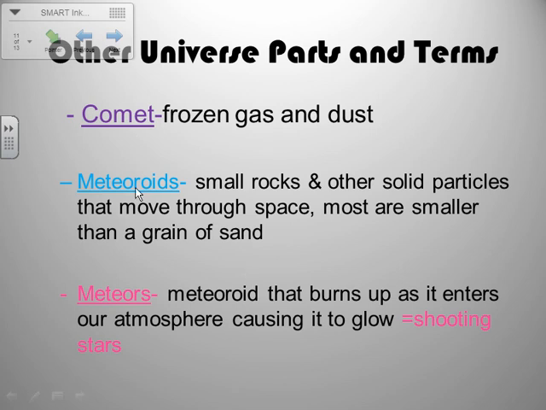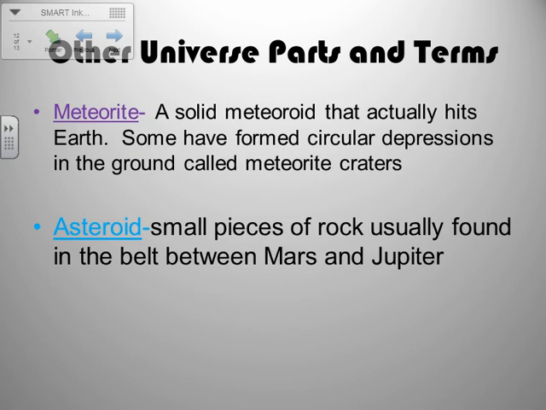The next one is called meteoroids. These are small rocks and other solid particles that move through space, and most are smaller than a grain of sand. So meteoroids are very small. Meteors. A meteoroid that burns up as it enters our atmosphere, causing it to glow. These are what we actually commonly call shooting stars. A meteorite is a solid meteoroid that actually hits Earth. Some have formed circular depressions in the ground called meteorite craters.